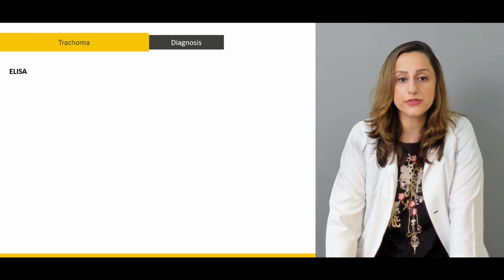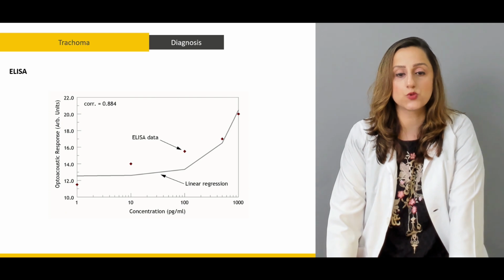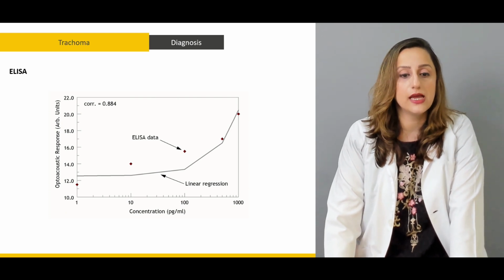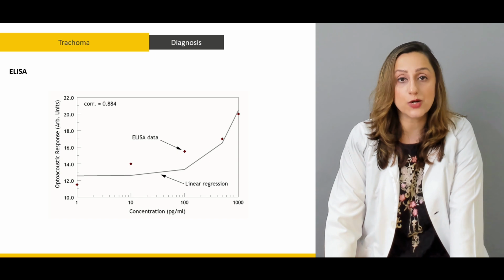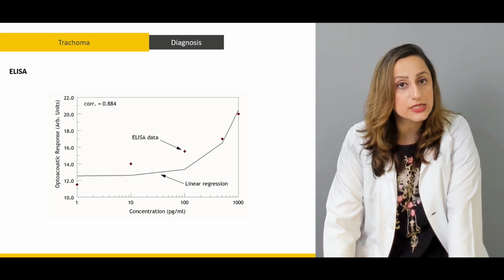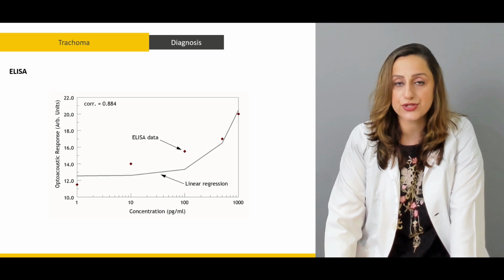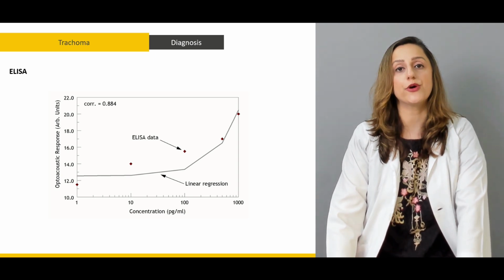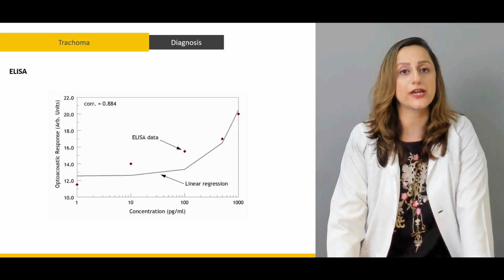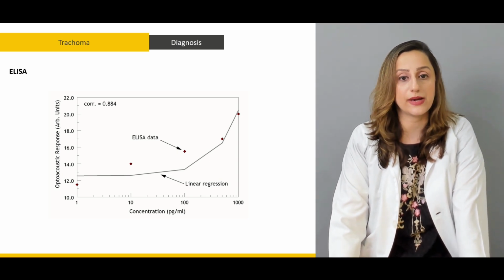ELISAs can be performed for these patients, and this is one of the ways in which you have the optoacoustic response that is correlated with the concentration of the organism. If a linear regression is noted down, it is going to point towards the infectious states with chlamydia trachomatis in these patients.